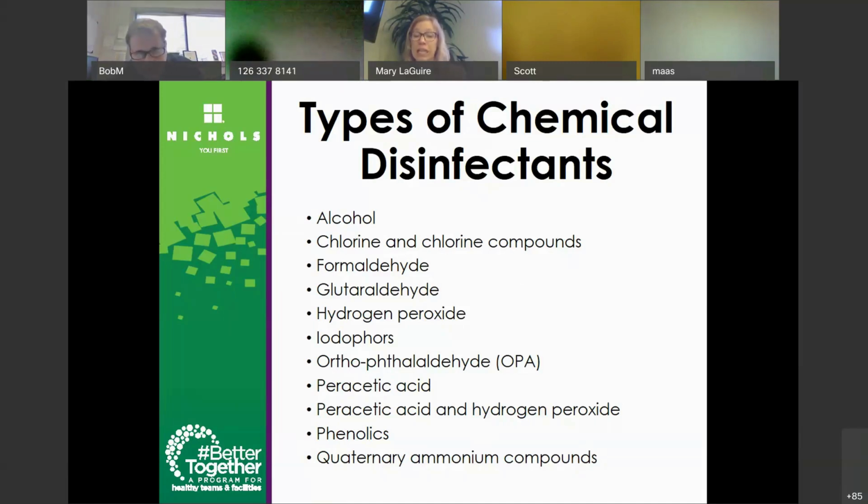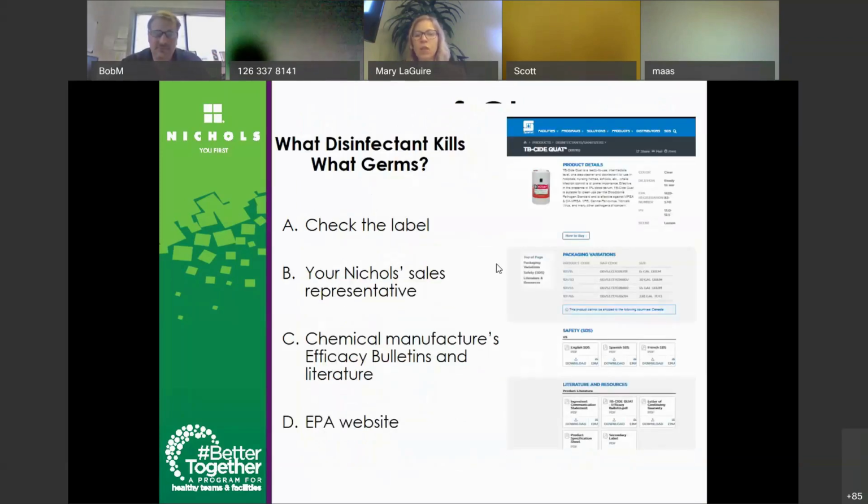There's lots of different types of disinfectants as shown here. And actually, if you mix any of these types of disinfectants, it can be very, very harmful and very dangerous. So it's a very important training point as well when speaking to the safety of your employees using these types of disinfectants. So what disinfectant kills what germs?